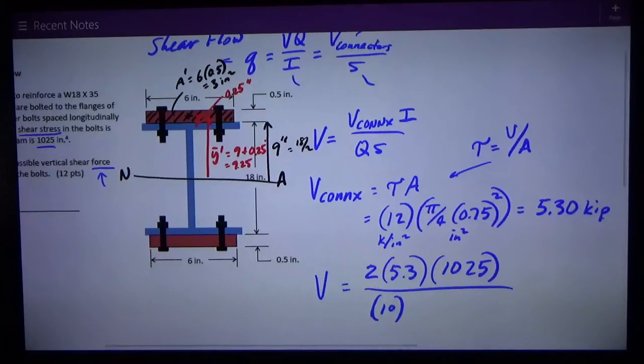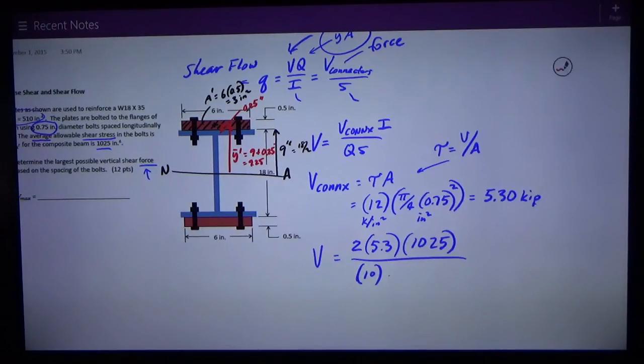Therefore, I've got all my numbers for my calculation. Q is Y bar prime, 9.25, times A prime, 3. I've got kips on the top. I've got inches to the 4th on the top. I've got inches for spacing, and Q is in units of inches cubed. Everything cancels out except for kips, and the answer turns out to be 39.2 kips.